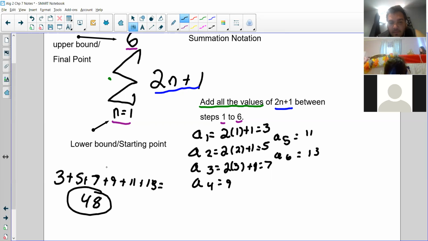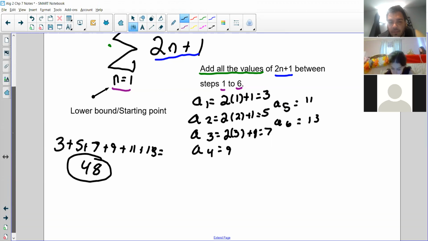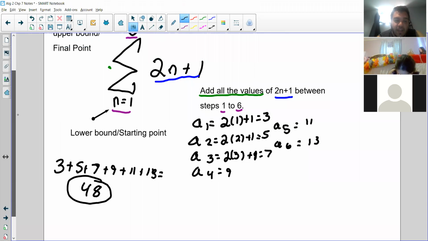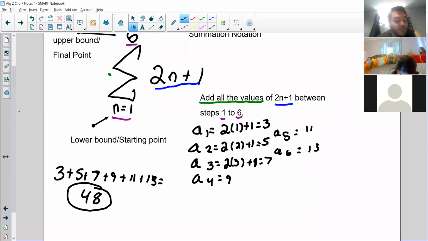Yeah. So the final result is 48, basically. Pretty straightforward. Find the pieces, add the pieces. What's unique is just the new way I say it with this particular notation.